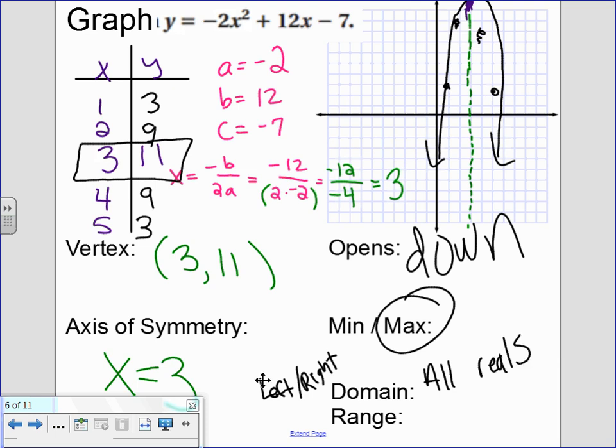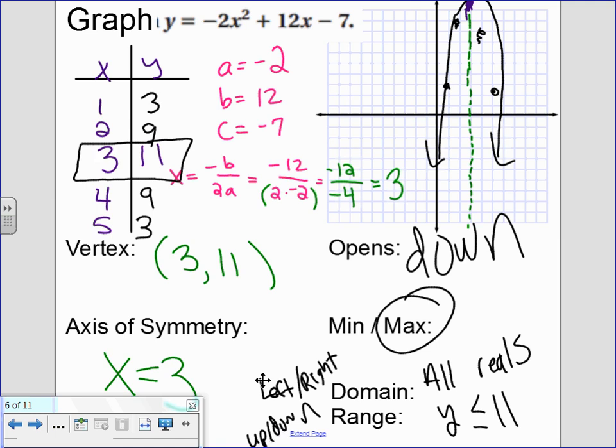Now the range is where the parabola can travel up and down on the y-axis. It only can go below 11. So the best way to answer that is that the y values must be smaller than 11. Y is less than or equal to 11. 11 was the maximum point.